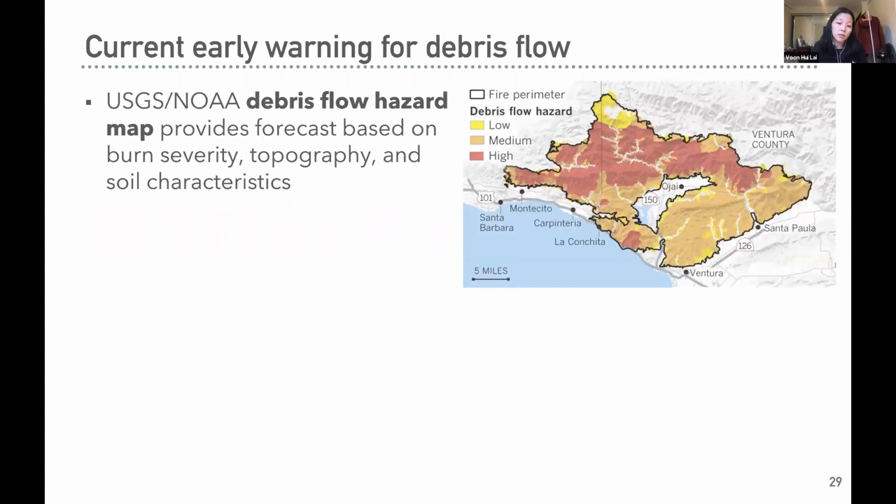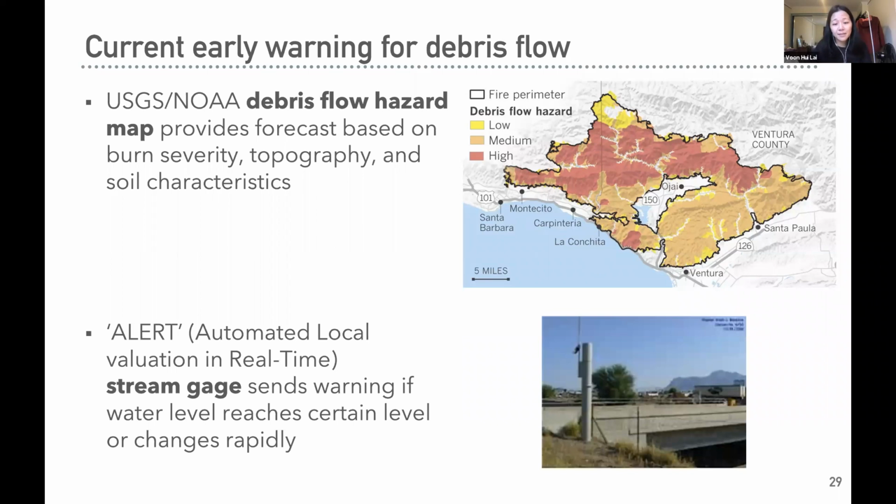The current way of early warning for debris flow incorporates our understanding of how it happens. One of them is a forecast-based method from USGS. It's based on burn severity, the topography of the region, and the soil characteristics. So this map on the right shows the Thomas fire perimeter. Montecito is around here, and the previous map only shows a small part of the region, but we can see that the fire actually burned through a large region, and many mountainous areas are considered high hazard, including the slopes above Montecito.